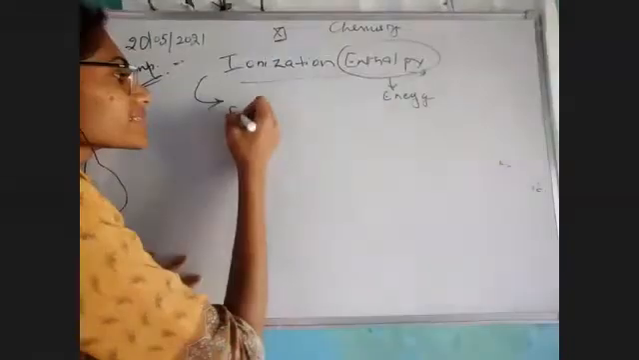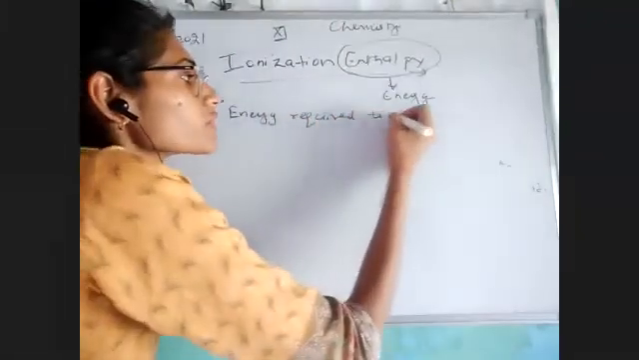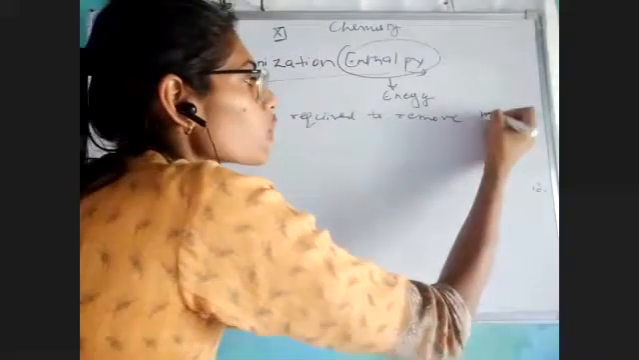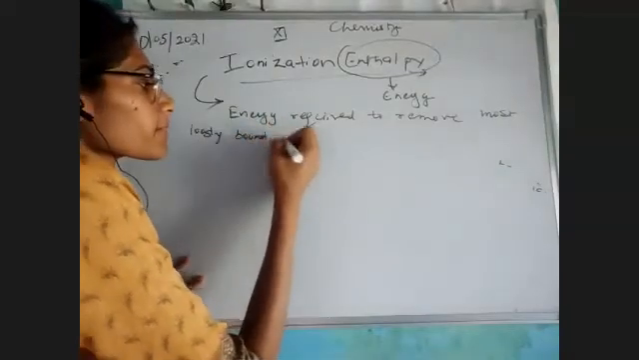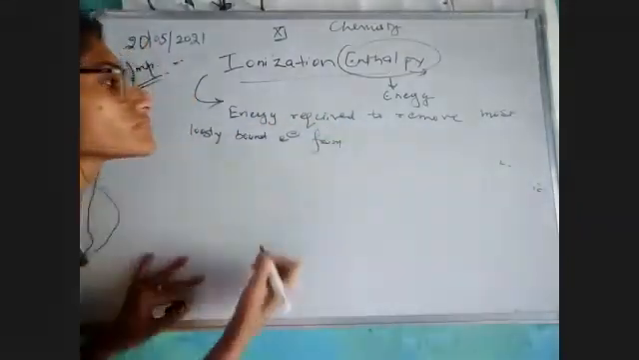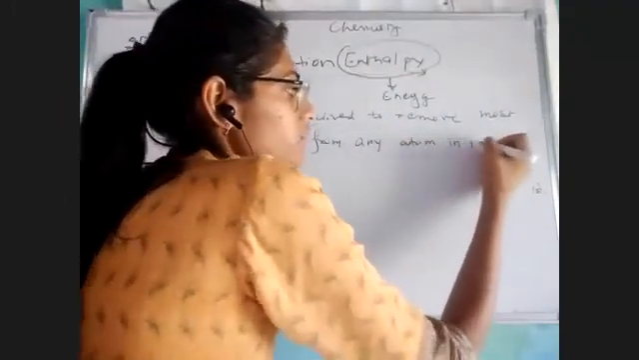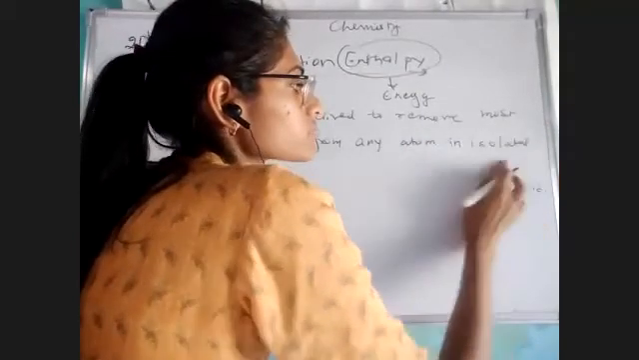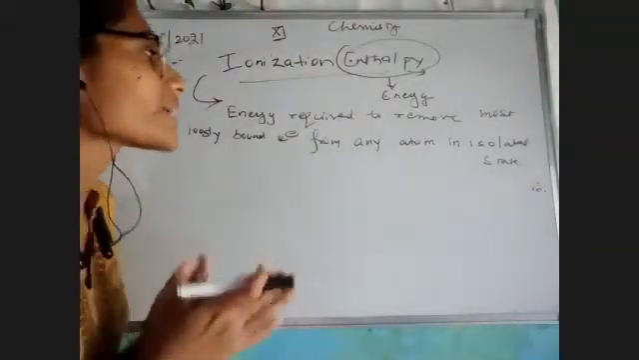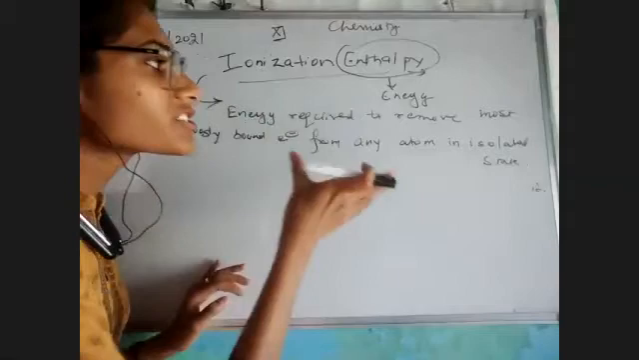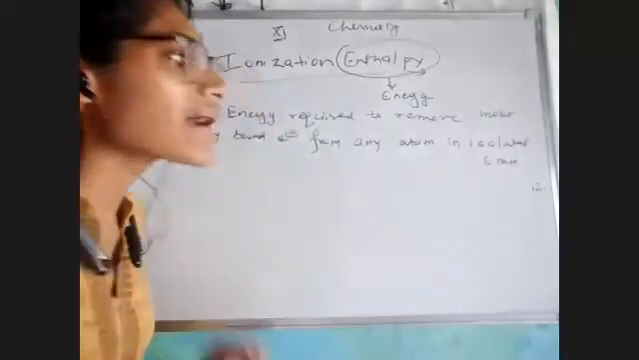So the ionization enthalpy is defined as energy required to remove the most loosely bounded electron from any atom in isolated state. Now, bache, I have defined it very well, but the point is what it's actually meaning. We need energy to remove the most loosely bounded electron from an atom in isolated state.